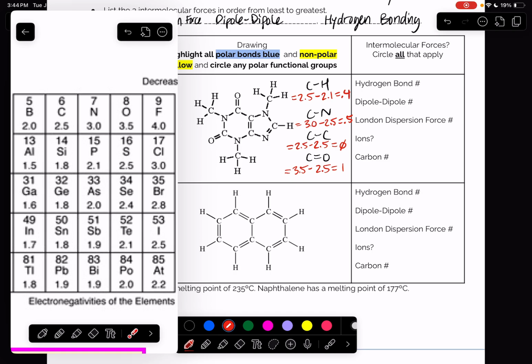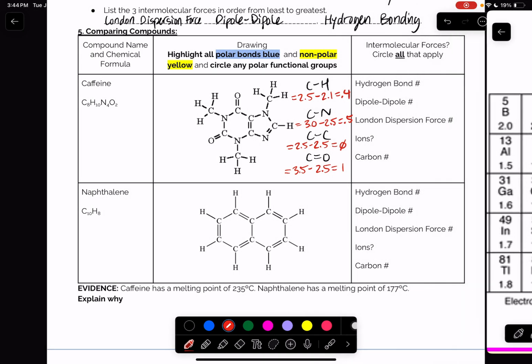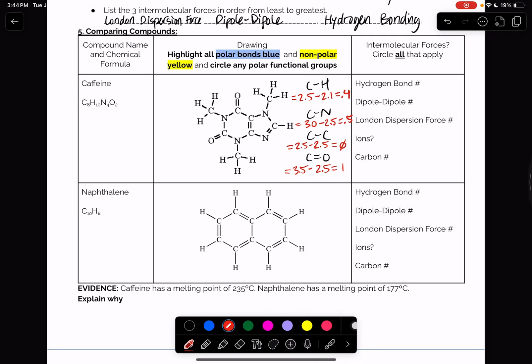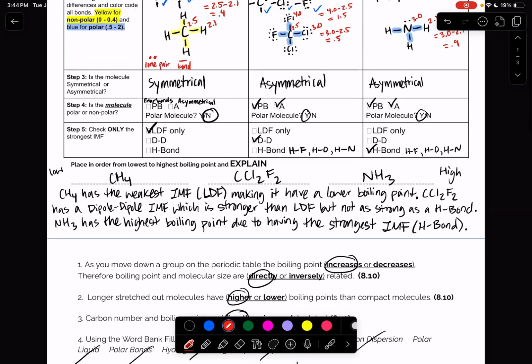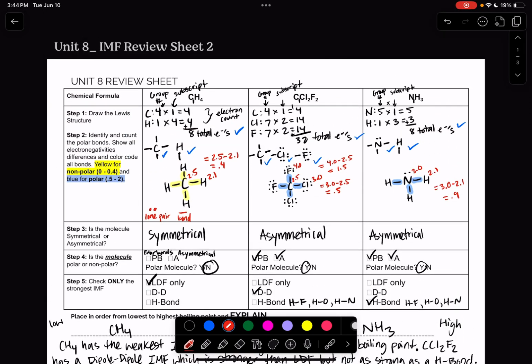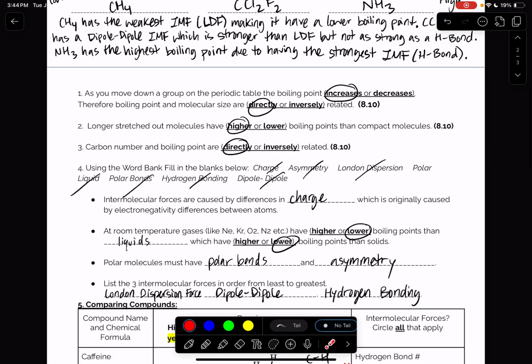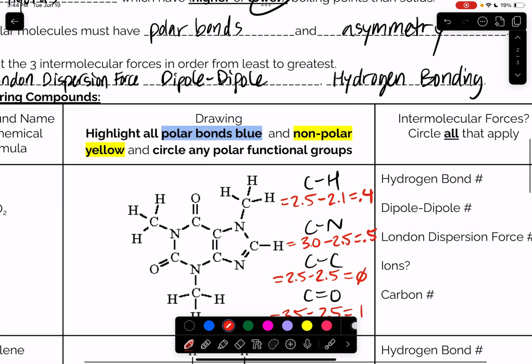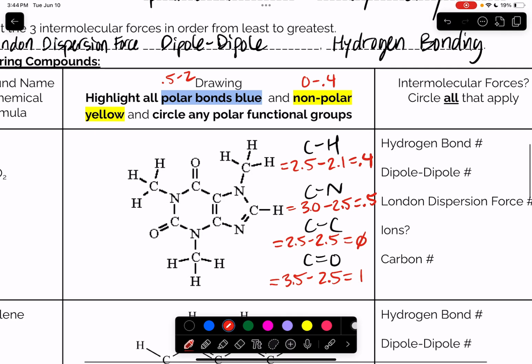All right, now that I figured all that out, I can do some highlighting. So remember, if it's between 0 and 0.4, according to this, that would be nonpolar, and if it's between 0.5 and 2, that would be polar. So I'm just going to write this here again so I can remind myself. If it's between 0 and 0.4, nonpolar. If it's between 0.5 and 2, polar.